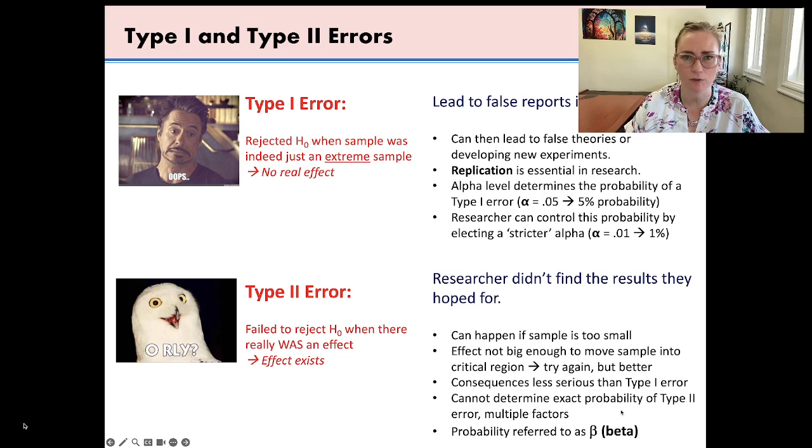There are a lot of different factors that can contribute to why we get a type 2 error. It's not just sample size, it can be other things as well, but we simply assign the probability of committing a type 2 error as beta. And again, we usually don't know the exact value.